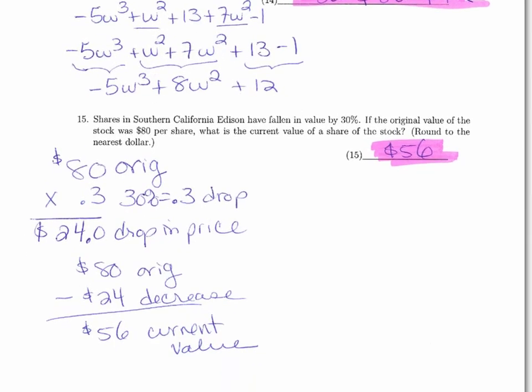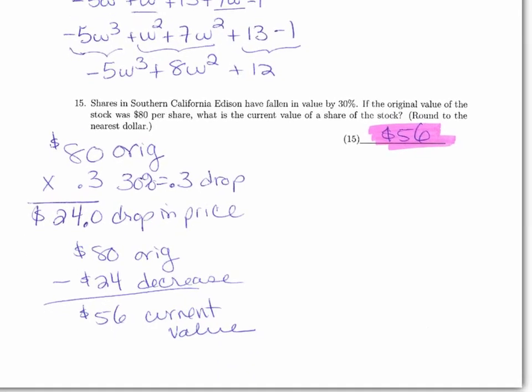Our last problem is another percentage problem. And for this one, here's the initial information. This company, the shares have fallen in value by 30%. If the original value of the stock was $80 per share, what is the current value of the stock? So the original value, they tell us, is 80. They're telling us a 30% decrease or 0.3 drop, and so we multiply that original by 0.3. That tells us that our shares have dropped by $24.